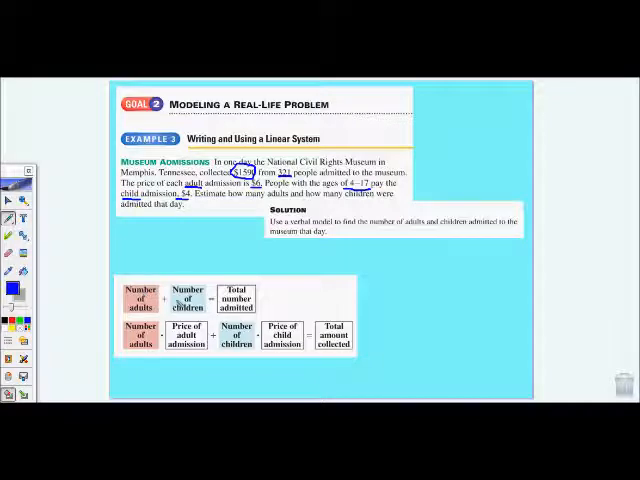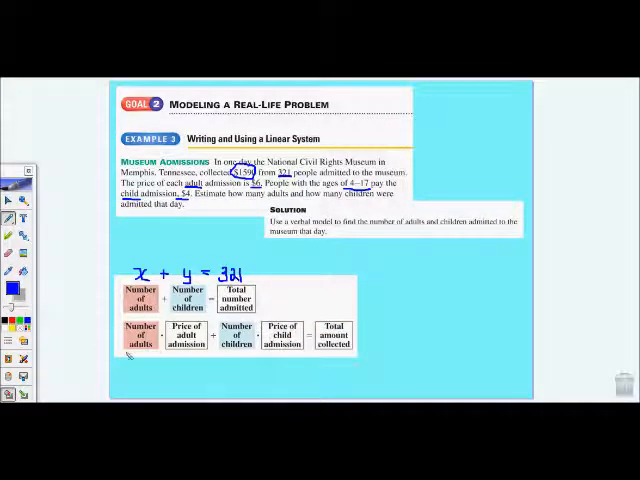So setting up our verbal models, one equation would be that the number of adults plus the number of children is going to equal the total number of people admitted. Okay? We do not know the number of adults. We do not know the number of children, but we do know that the two of those combined are going to equal 321 people. So you can see we're starting to work with two variables in an equation.